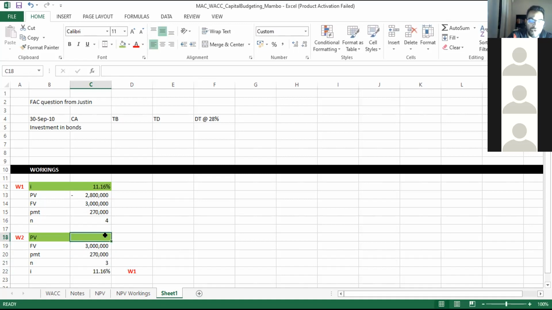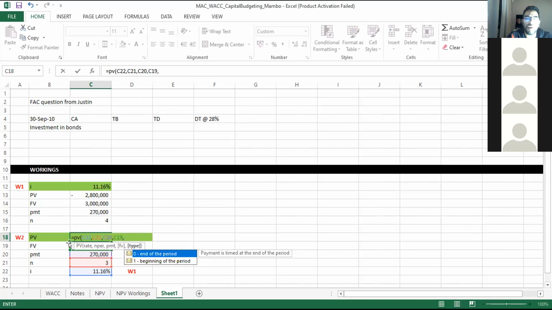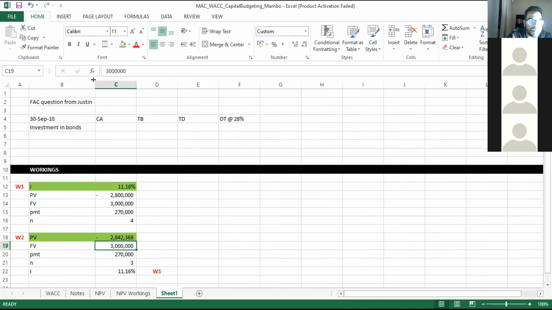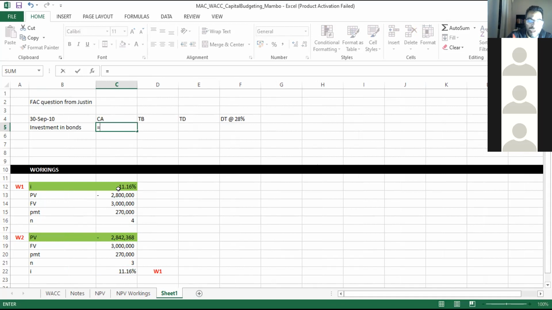So if I work out the present value now, that's my rate, that's N, that's PMT, that's future value. They want the type, where the payments happen at the end of the period or the beginning of the period. It happens at the end of the period, so it's 0. So my present value is 2.8 million. So therefore my carrying amount is 2.8. It's an asset, so it's positive.